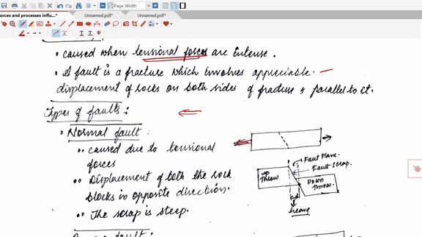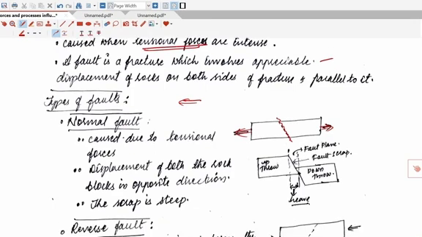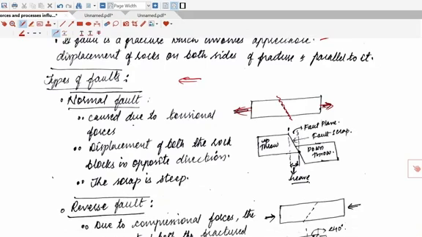So faulting due to tensional forces. See, due to tensional forces, what happens here is there is a slight breakage of a continent, and one part moves down and other parts float up. So this is called faulting. And faults are classified into two types, like normal fault and reverse fault. So first we'll say what is normal fault.